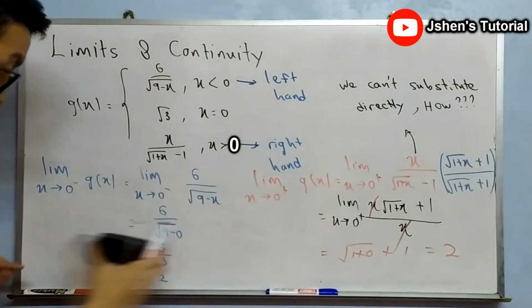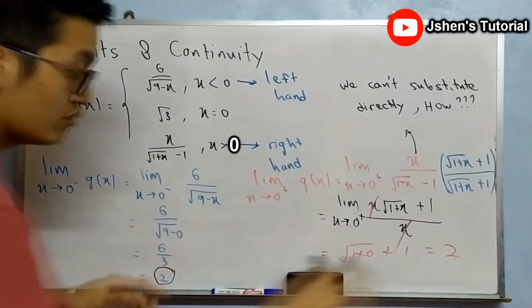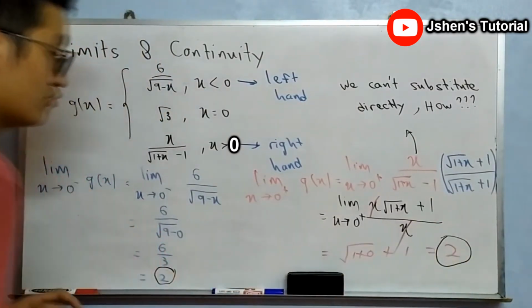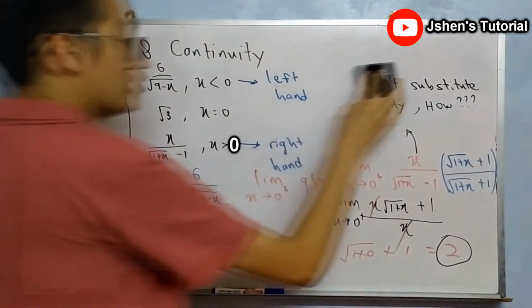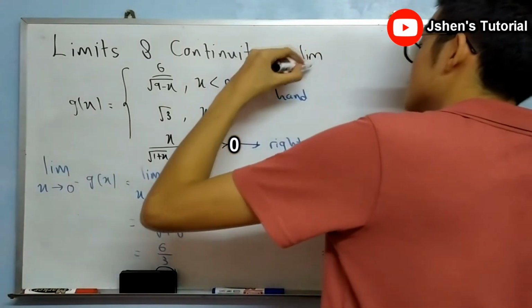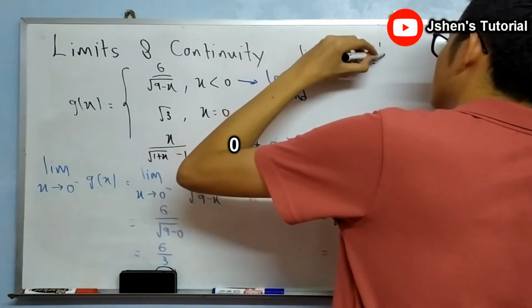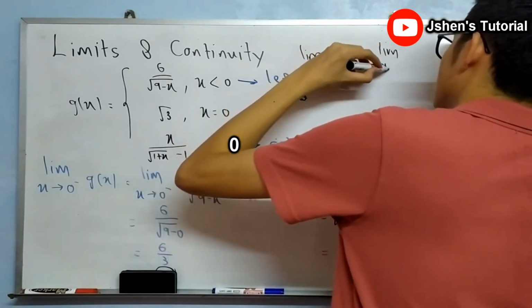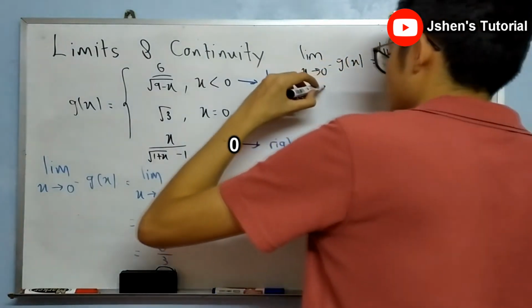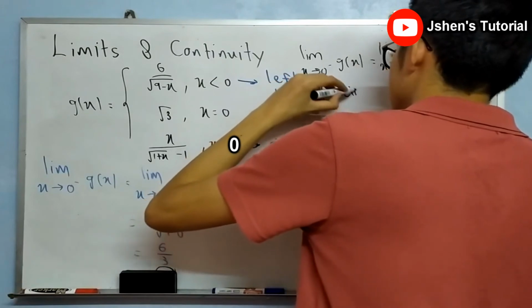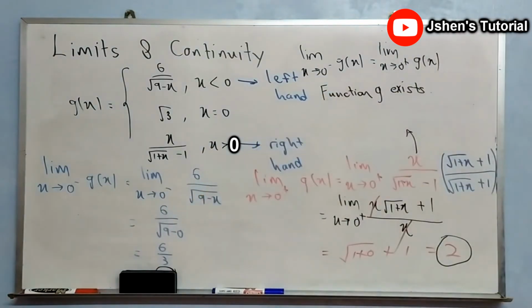Fortunately, we get the same answer for the left hand side and the right hand side. We may write a statement: the limit of function g exists.